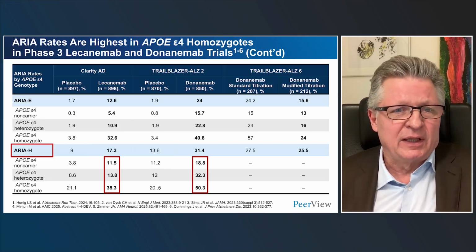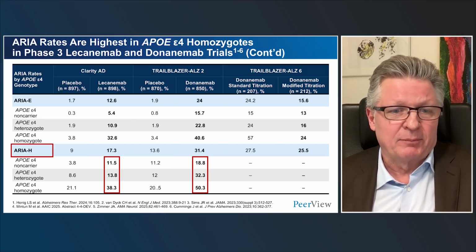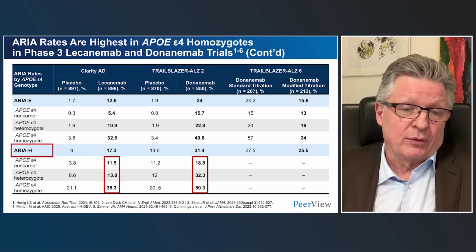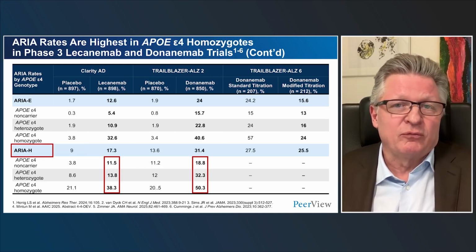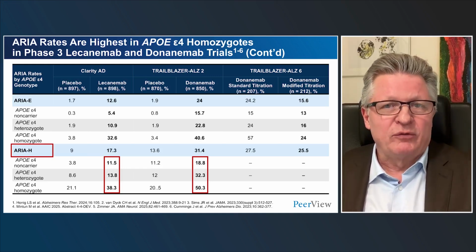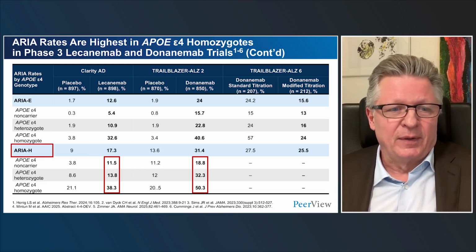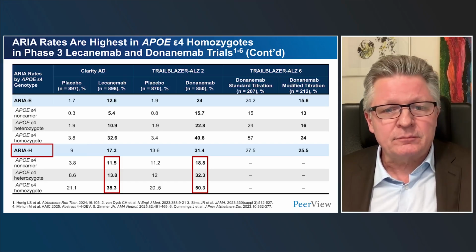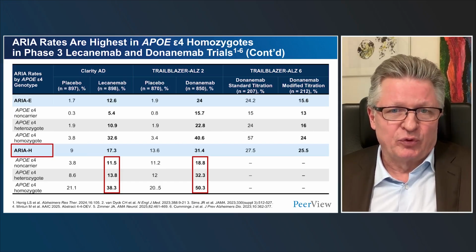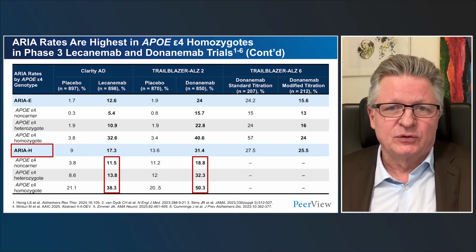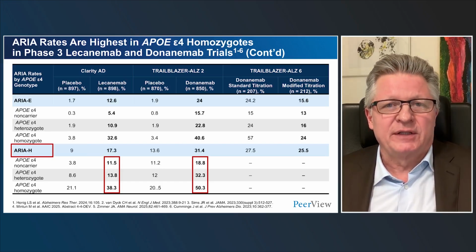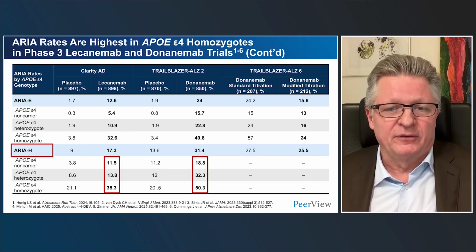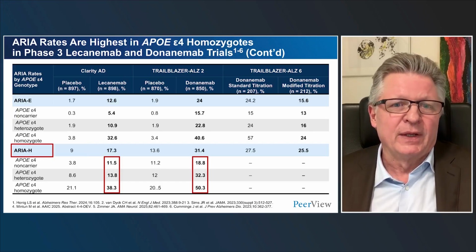So you can see that in the lecanemab study, over 38%, up to 40% of patients in Clarity AD with two APOE4 alleles experienced ARIA-E, and up to 50% in the TRAILBLAZER-ALZ 2 study. Importantly, in most cases, these are asymptomatic, but still this is a very high number.